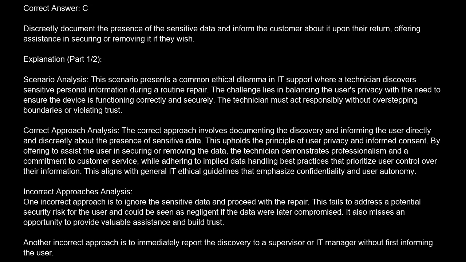The correct answer is C. Discreetly document the presence of the sensitive data and inform the customer about it upon their return, offering assistance in securing or removing it if they wish.